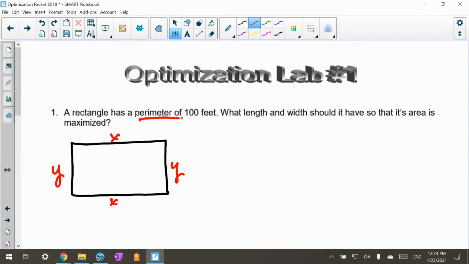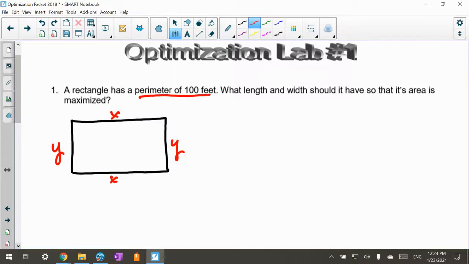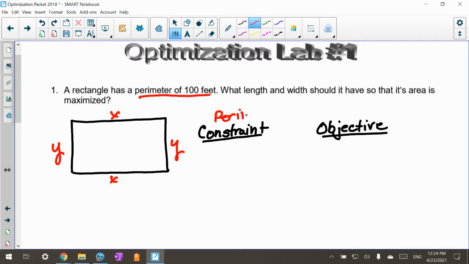They tell you it has a perimeter of 100 feet. So we're going to set up this problem like I have you do in class. What I want you to do is write the constraint first, and then the objective, because I think if you get used to doing it this way, it helps you organize your thoughts. Well, what is the constraint? The perimeter is our constraint because they told us we had to have 100 feet of perimeter. That's all we can have. The objective is they want the maximum area that we can have with 100 feet. So that is our objective.